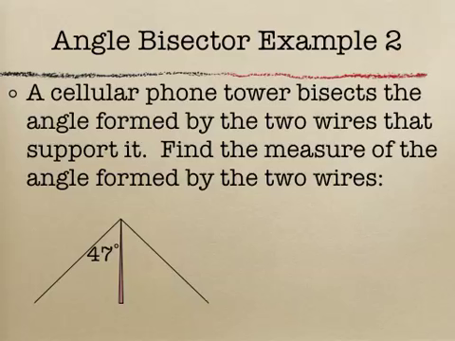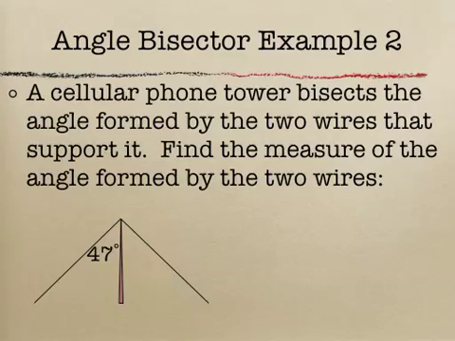Angle bisector example 2 says a cellular phone tower bisects the angle formed by two wires that support it. Find the measure of the angle formed by the two wires. Draw yourself a picture. Here I have this pinky triangle representing the tower, and I have the two wires that are supporting it. Notice in the picture they tell me that one of the angles created by the wire and the tower is 47 degrees.